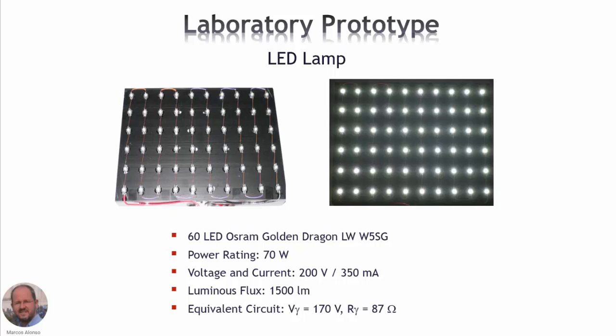Here is the lamp that we have implemented for testing these converters. It is the same that we have used also in the single stage converter shown in previous slides. We have used 60 LEDs. The total power rating is 70 watts. The voltage and current is 200 volts, 350 milliamperes. Total luminous flux 1500 lumen, and the equivalent circuit is as shown here with a voltage threshold of 170 volts and series resistance of 87 ohms.